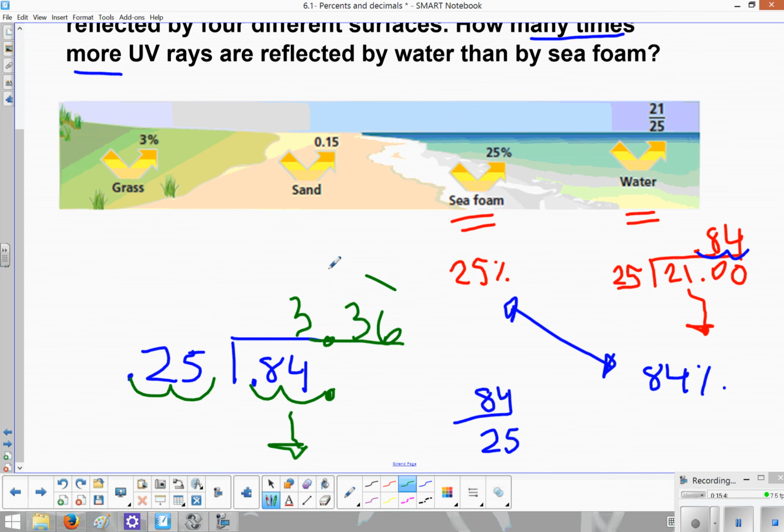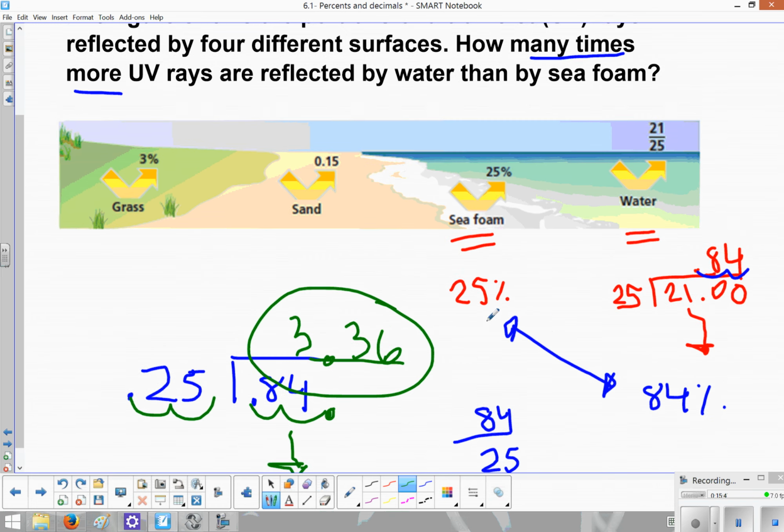So what does that mean? That means that the water has 3.36, about 3.4 times more UV rays than the sea foam. Okay? So again, once again, this lesson is about percents and decimals and knowing how to change our percent to a decimal or a decimal to percent. And in our next lesson, we'll talk about how do we compare them.